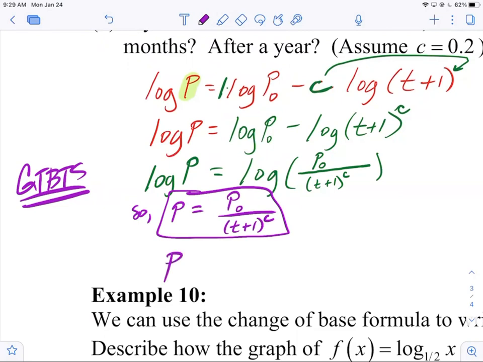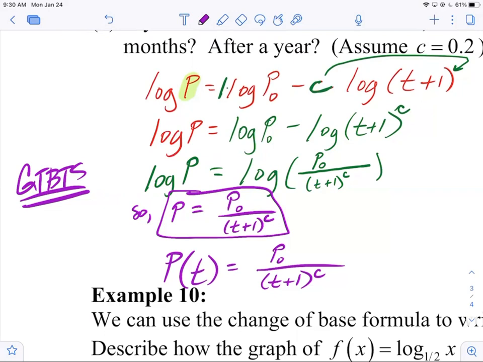Now, if you want, you could actually write this as P of T, because P sub O, we're going to know, and C, we're also going to know for the particular task at hand. So T would be my independent variable.